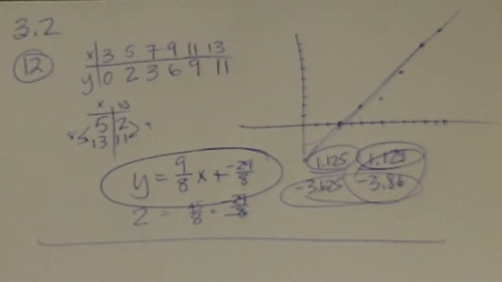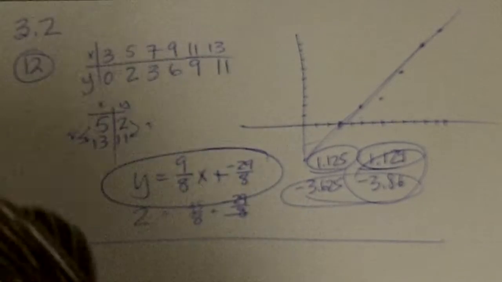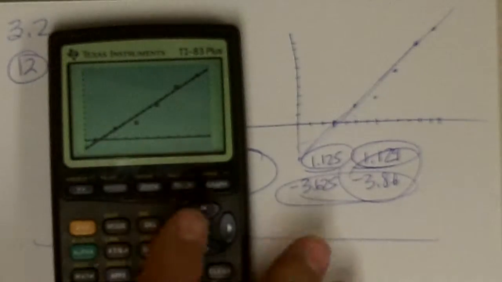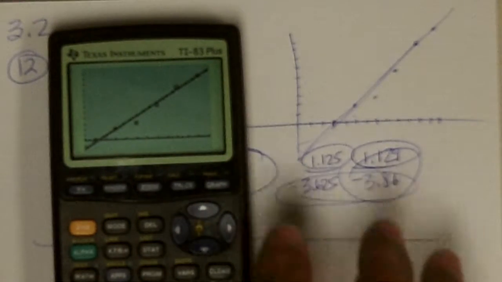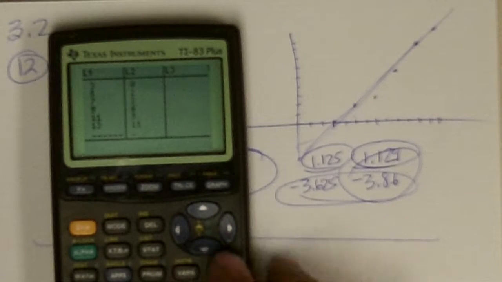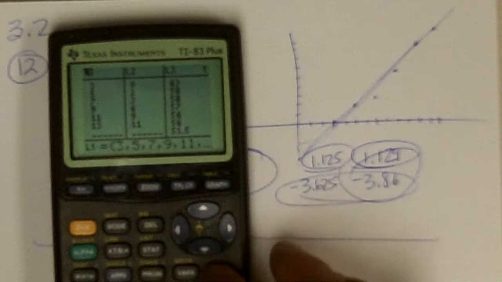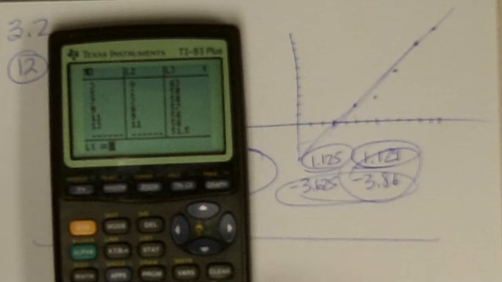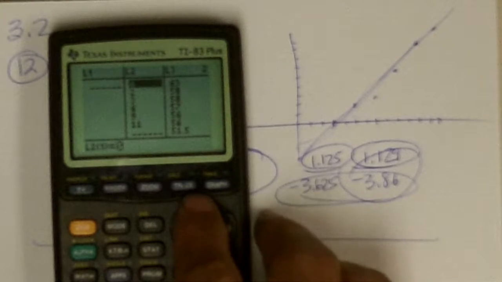So I don't think I need to do it either, and I did that one in class. Number 19 says to do it with video games, so let's just do it. I'll put the data in for 19. So stat, edit, go to list 1, clear it, come down, go over to list 2 and up on the name, clear, come down.